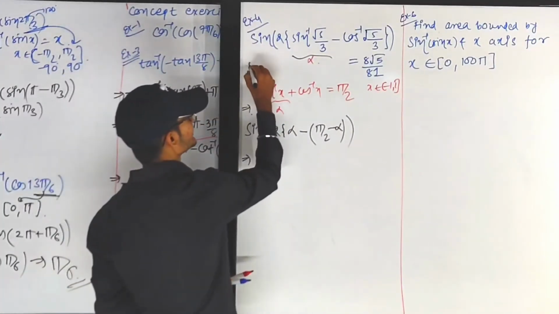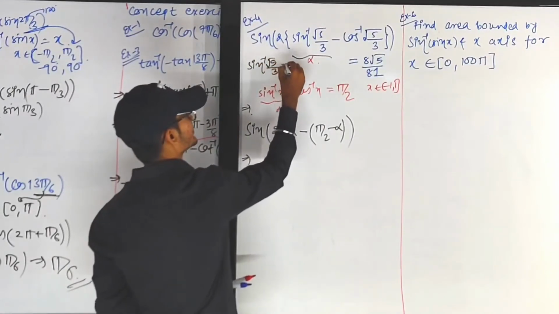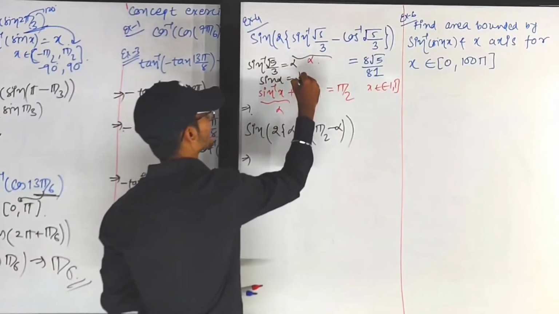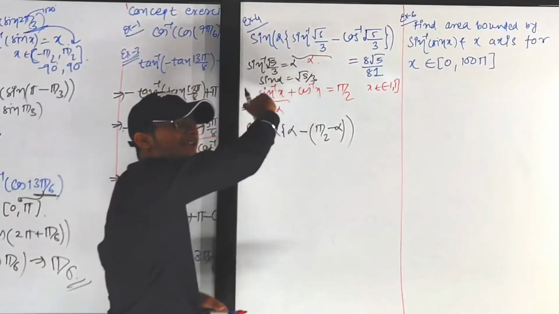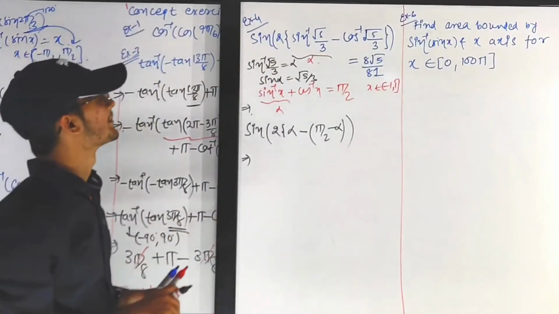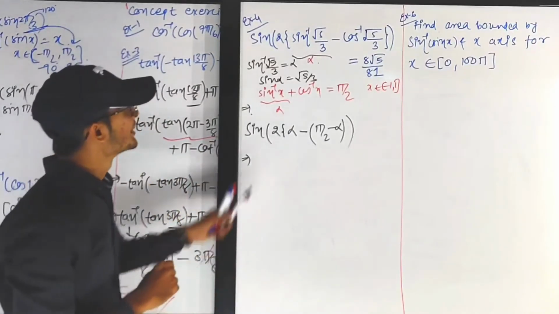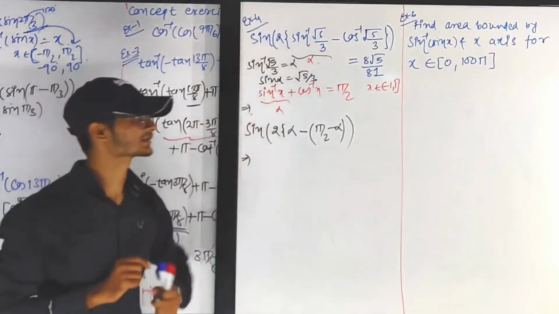Here we consider sine inverse root 5 by 3 is equal to alpha. So sine alpha is equal to root 5 by 3. One more thing: here, sine inverse x. And what is the range of the sine inverse? Minus pi by 2 to plus pi by 2, means first and fourth quadrant, but x is positive, so that's why alpha lies in the first quadrant.